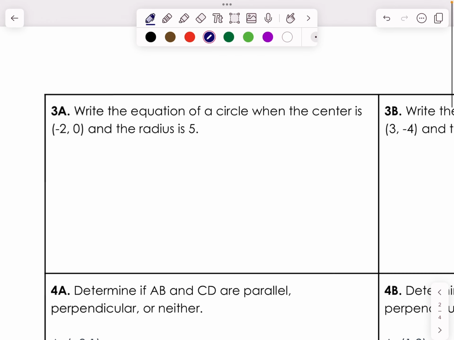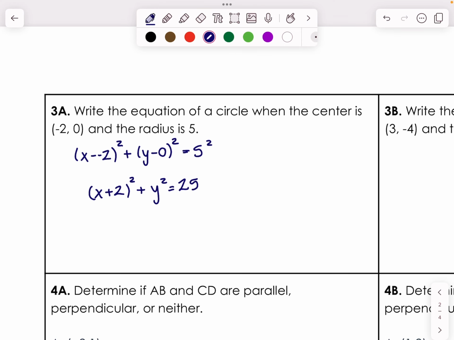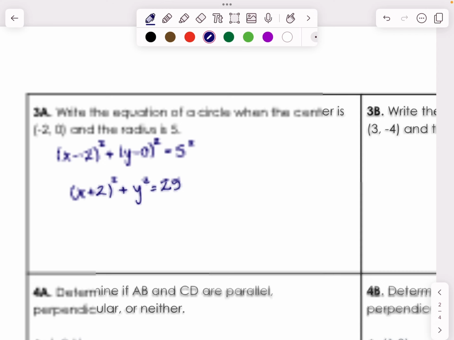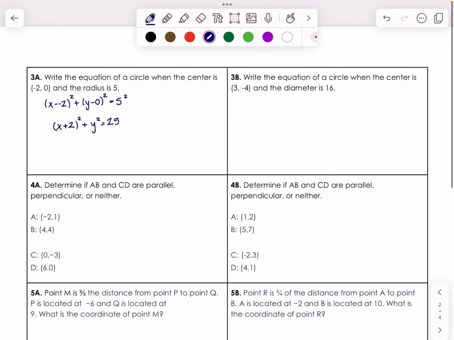All right, so 3A is writing the equation of a circle. Your center is (-2, 0). So that's x minus negative 2 squared plus y minus 0 squared. And the radius is 5, so it's going to be 5 squared. Then all I have to do is go through this and simplify. So I get (x plus 2) squared plus y squared equals 25. All right, and then y'all would do 3B.